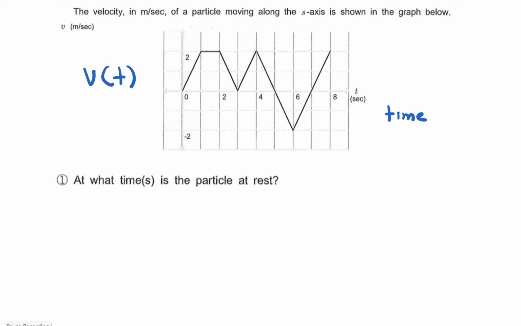All right, let's take a look at the next homework problem. For this homework problem, I'm given a velocity time graph which represents a particle that's moving. For the very first question, I need to figure out at what times the particle is at rest.